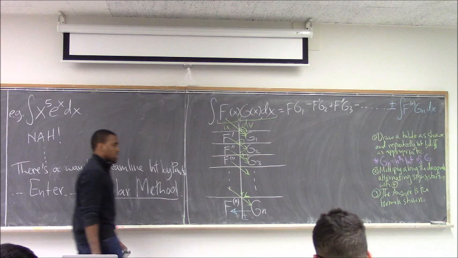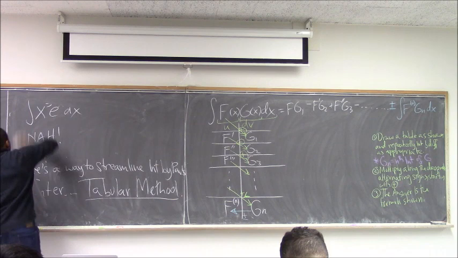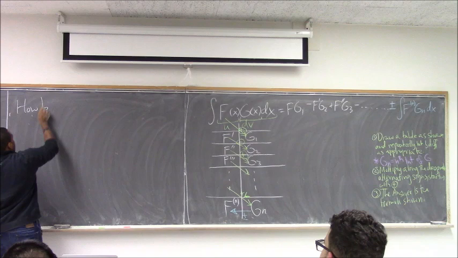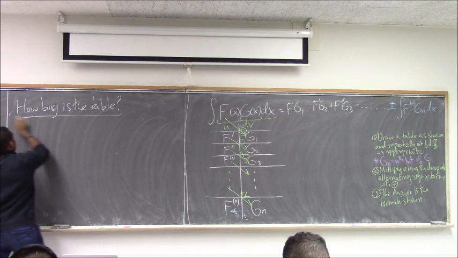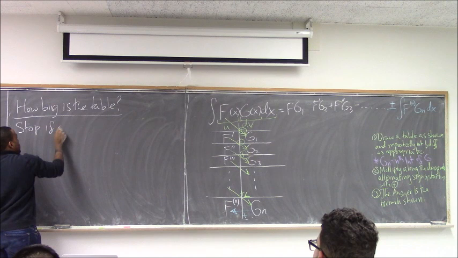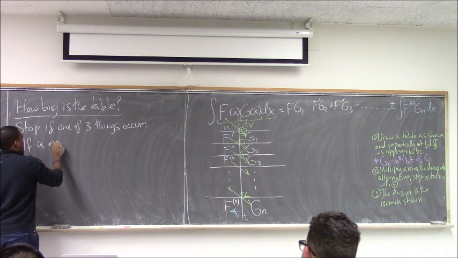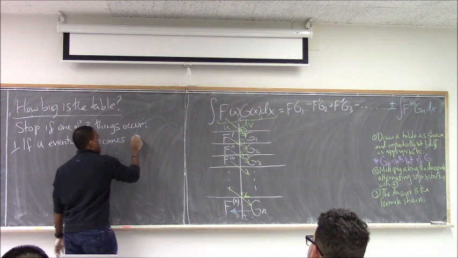Now, how do you know how big the table has to be? How do you know exactly how many products you would actually need? So here's how big the table is. Stop if one of three things occur. One, if you eventually get a row that becomes zero. That's the first thing.